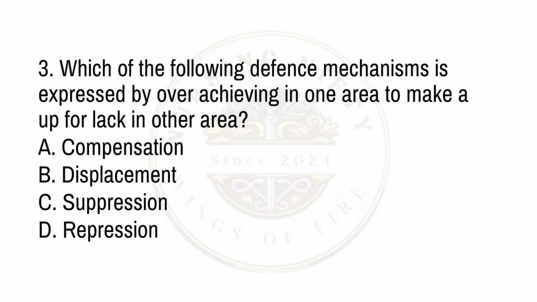So compensation is a defense mechanism where individuals overachieve in one area to compensate for perceived deficiencies in another. It allows them to bolster self-esteem or cope with feelings of inadequacy by excelling in a different domain. So this mechanism helps to maintain a sense of competence and control despite shortcomings in specific areas.